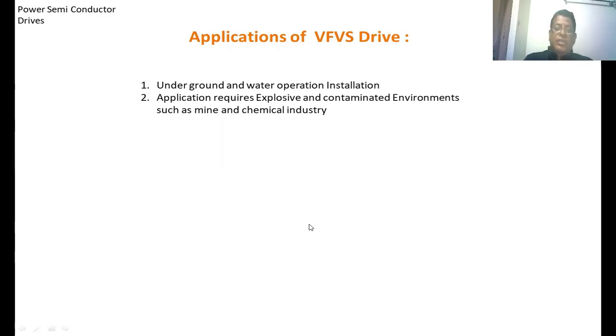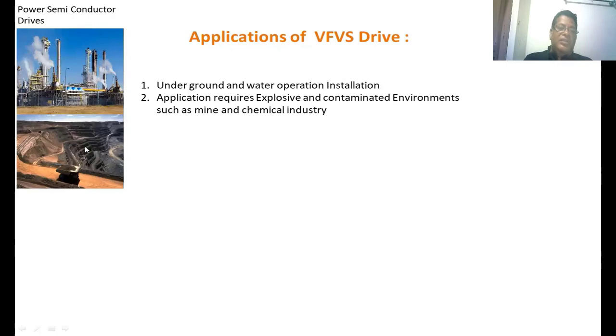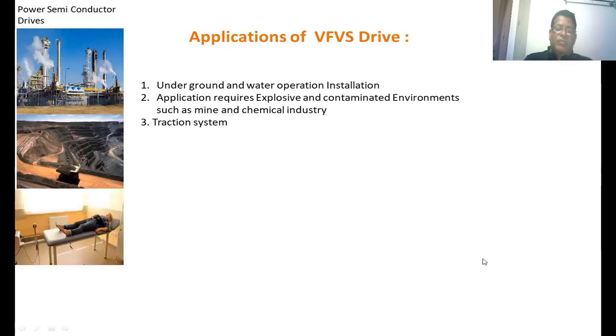In the conventional method, we use the DC motor. The DC motor can be replaced with a V by F control of a squirrel cage induction motor. It is very robust for the chemical industry and mines. Traction system is one of the important applications where we use V by F control of an induction motor drive. Next, mill runout tables.